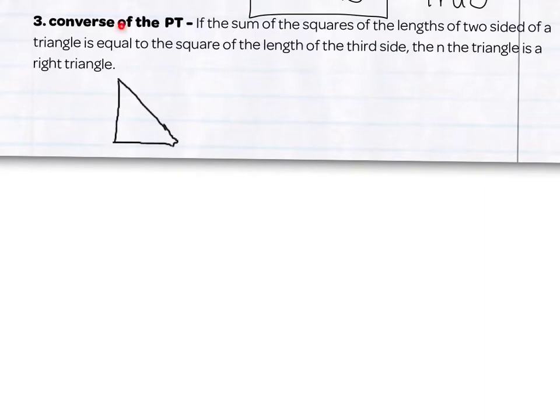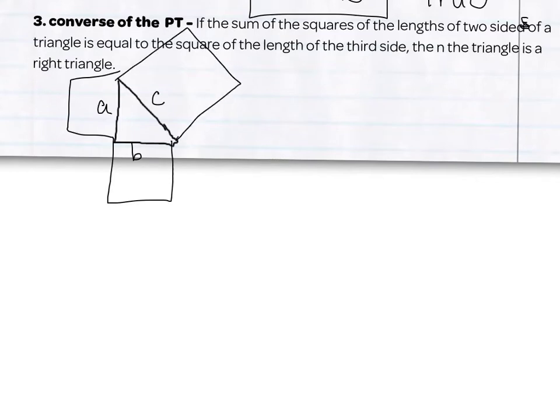So here we go. The converse of the Pythagorean theorem is that if the sum of the squares of the lengths of two sides of a triangle is equal to the square of the length of the third side, then the triangle is a right triangle. So this is basically saying, let's start off with A and B and C. And if we just find out that A squared plus B squared does equal C squared, then this original triangle that we had really is a right triangle.